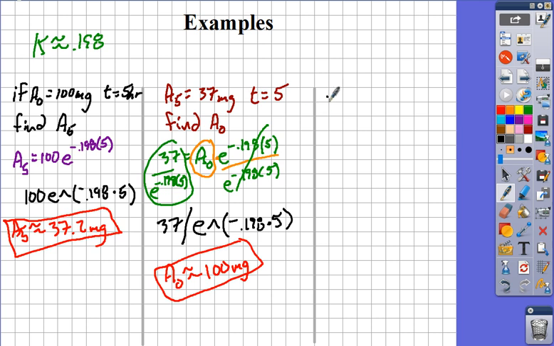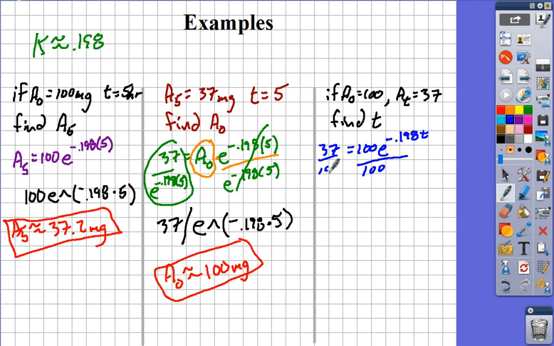Finally, if our starting amount is 100 and our amount after some amount of time is 37 milligrams, find the amount of time, find T. So again, we substitute what we know. Final amount's 37. We start with 100 times e to the negative 0.198 times t power. So this time we have our variable as a power. So we've got to use the definition of a logarithm eventually. First, we have to divide out this 100.